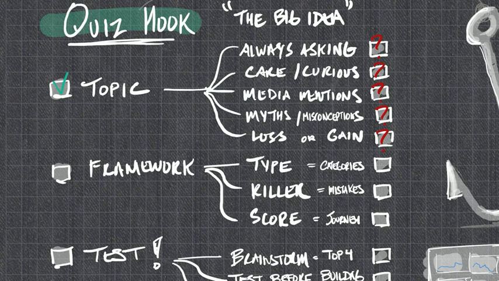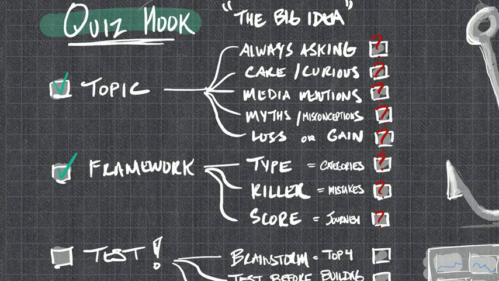And then from there, we talked about identifying the right framework for you. And we talked about the 3 types of quizzes: type, killer, and score. And which one's right for you? If you help organize people into different categories, perhaps type. If you help people identify a mistake in their life, perhaps killer. And if you help people along a journey, perhaps score. Those aren't hard and fast rules, but those are just guidelines to consider.